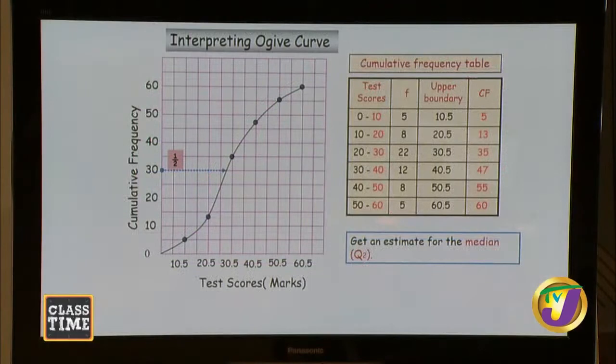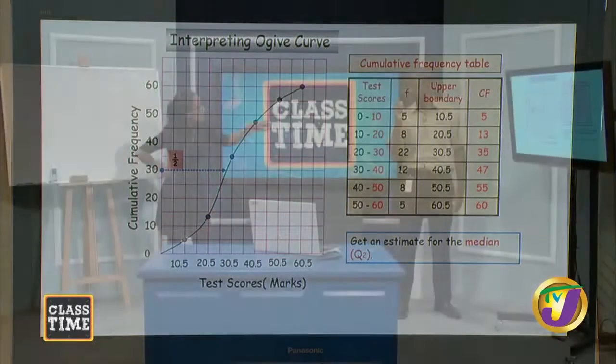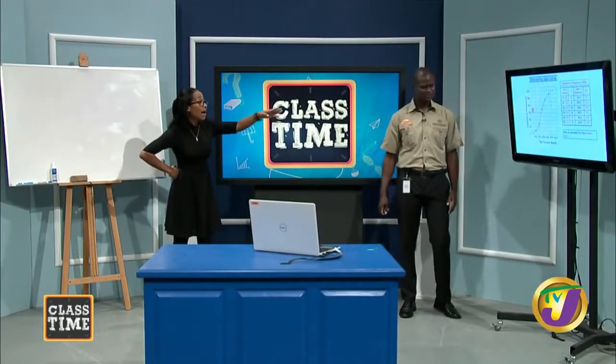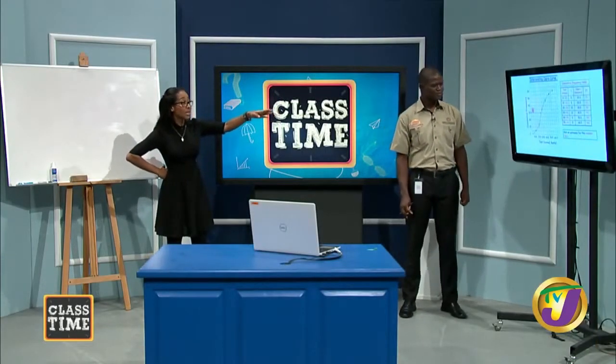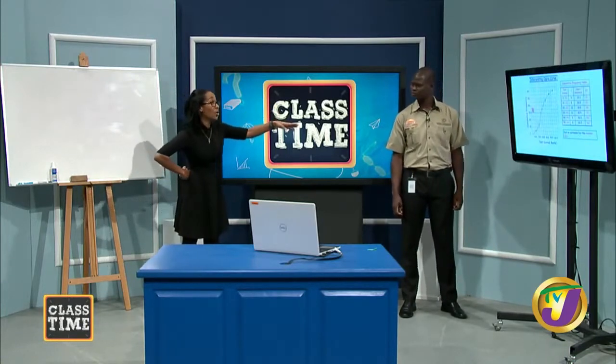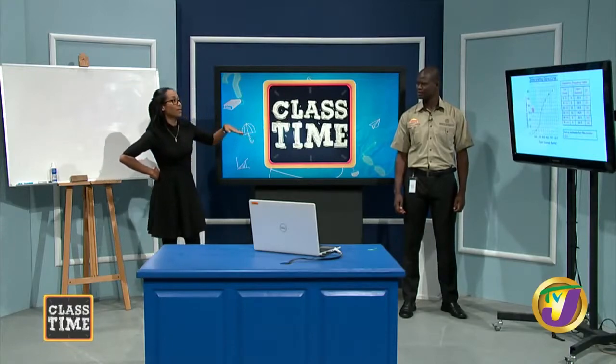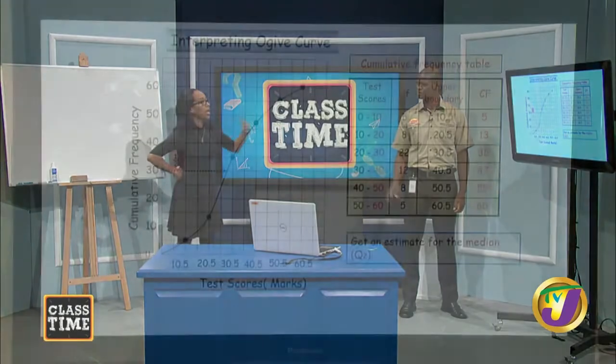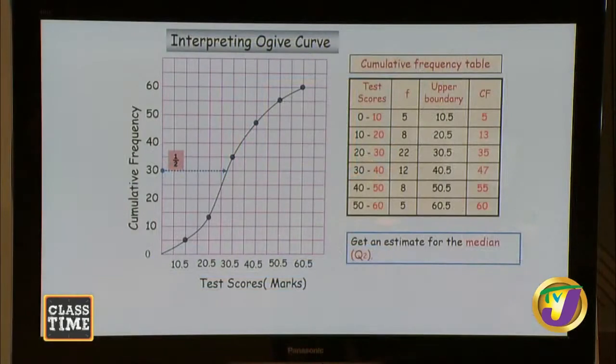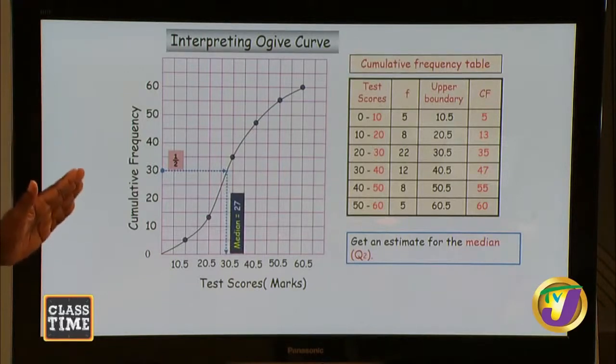Now 30 just gives you the position. When I got to high school, I used to just find half of the data, which is half of the 60, which is 30, and I just wrote it down. And when the teacher marked it wrong, I always wondered what was going on. But now it's clearer to me. I'm looking at the graph because I'm using my cumulative frequency curve to answer the question. So the 30 there just shows us the position of where the median is.